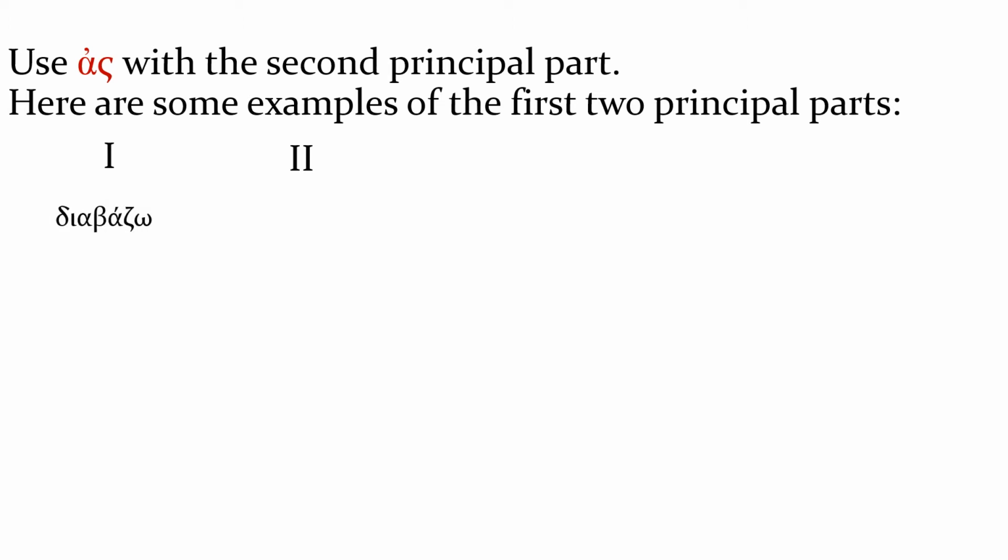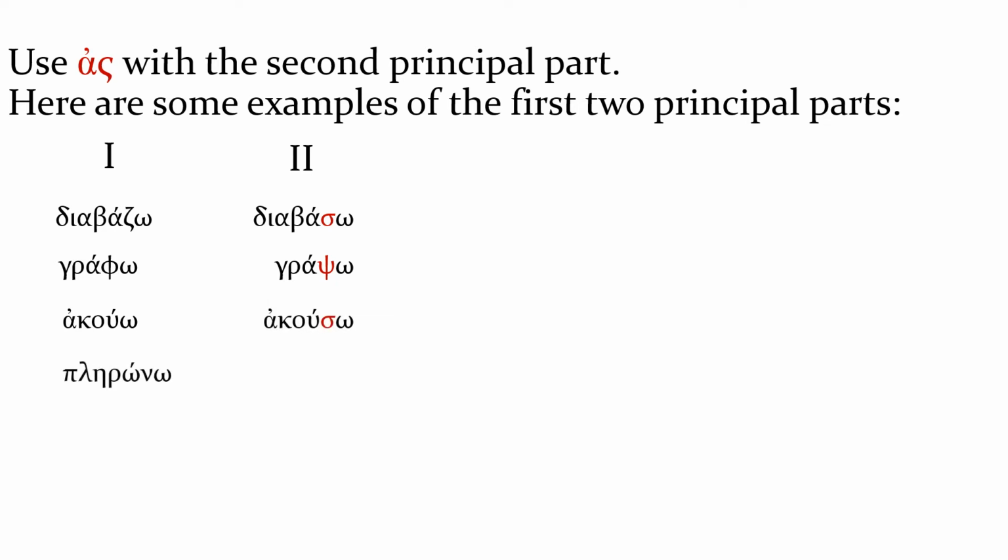We could take the word diavazo, which is I read or I study, and look at its second principal part, diavaso. That red letter, that sigma, is the only thing that's different. Grafo, I write, becomes grapso. Akuo, I hear or I listen, becomes akuso. Plirono, I pay, becomes pliroso. And pezo, I play, becomes pexo.